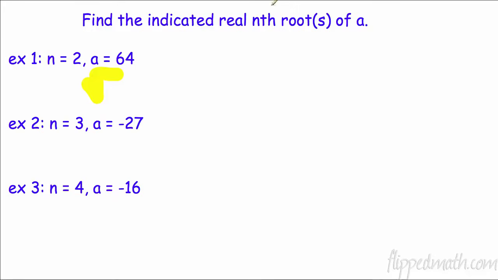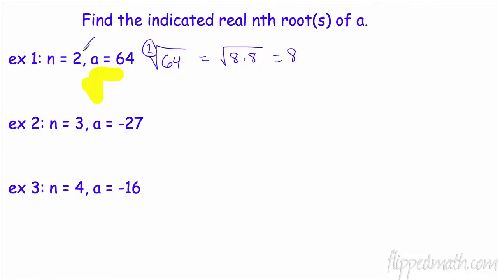I want to find, well, that is not going to work. Let's try this one. I want to find the square root of 64. In other words, what number times itself equals 64? Well, you probably know this one: 8 times 8. I'm looking for a number that is multiplied twice. When I find that number, that's my answer.